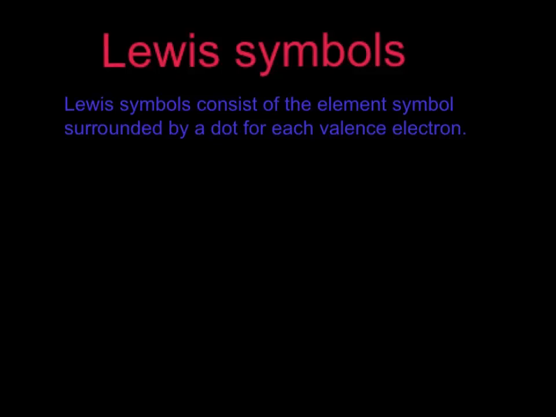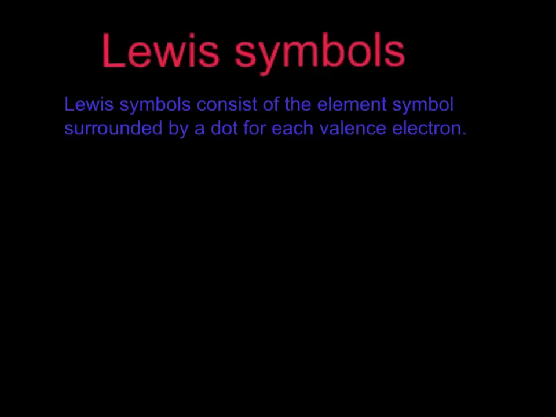Because atoms and molecules are so small, we often use symbols to help us visualize what we're talking about. And one of the most common symbols that we use in chemistry are Lewis symbols. So Lewis symbols are pretty straightforward. Lewis symbols consist of the element symbol surrounded by a dot for each valence electron.